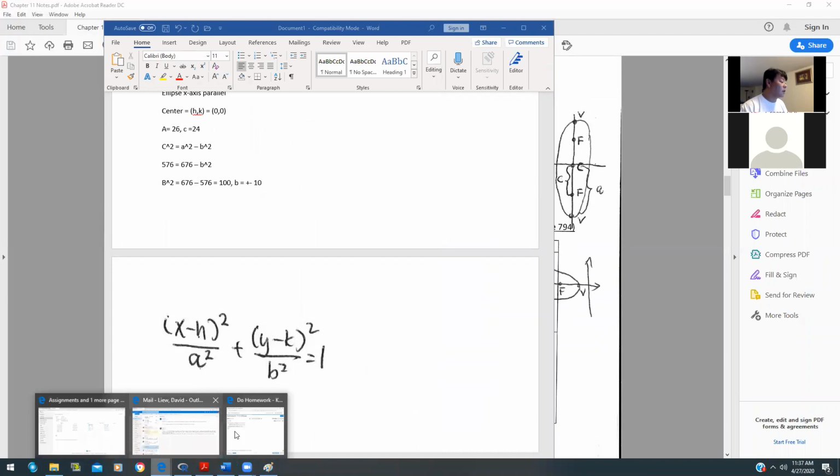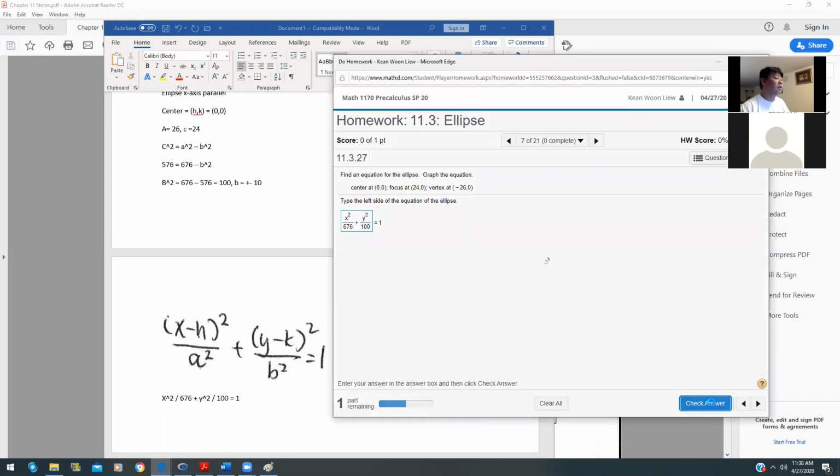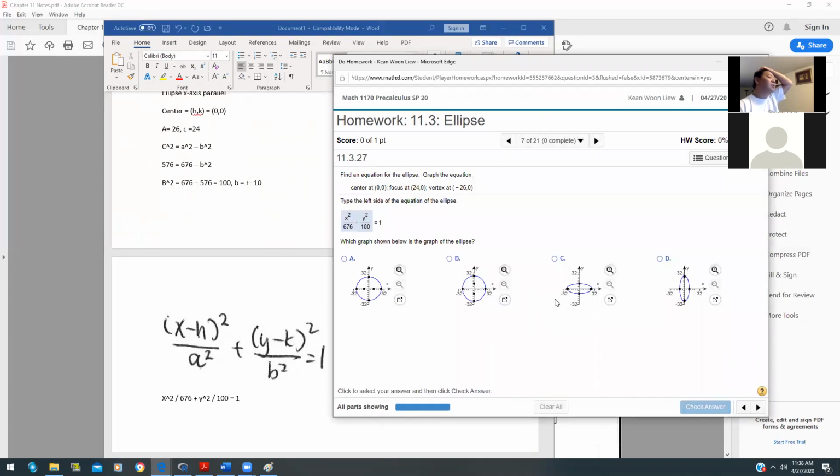There you go. So your answer in this case will be the fraction x squared over 676 plus the fraction y squared over 100. So this is how we do this question. Make sure it always equals 1. If it's not equal to 1, then you get it wrong.